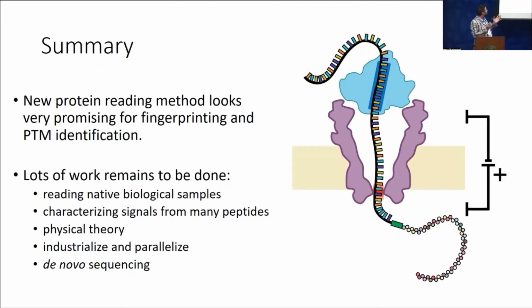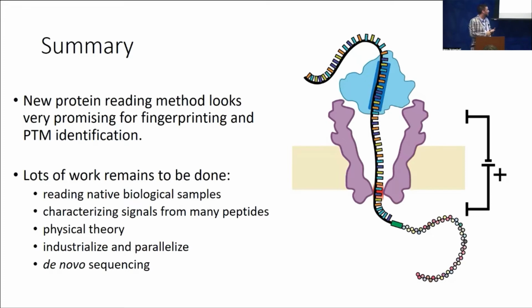So in summary, we have a new protein reading method, potentially a sequencing method in the future. I think it's pretty promising at least for fingerprinting, PTM identification. If you have a library of these electrical signals, you can identify which one you're reading with pretty high confidence. But there's a lot of work left. We're trying to get to the point where we're actually reading native biological samples with the technology. We're trying to characterize signals from a lot of different peptides instead of just 3 or 5 or whatever.